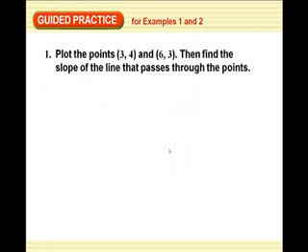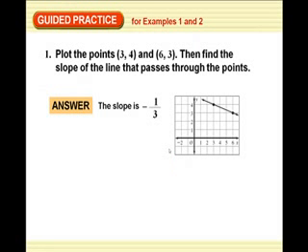Plot the points (3, 4) and (6, 3), and you need to use your grids, and if you don't have any, you need to come get some from me. Then find the slope of the line that passes through the points. Now, I'm going to go ahead and use their answer because I don't have any way of drawing the grid.